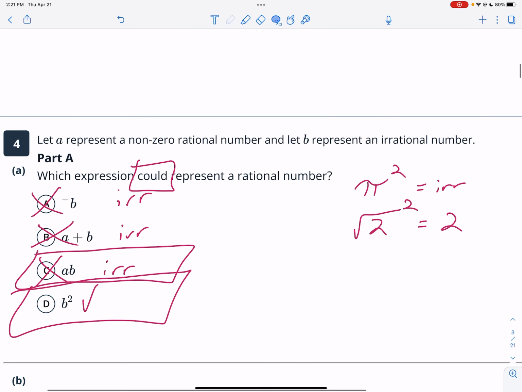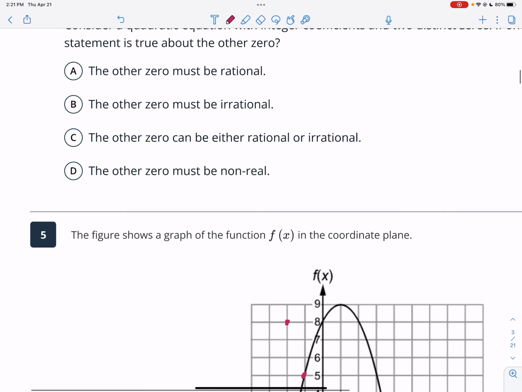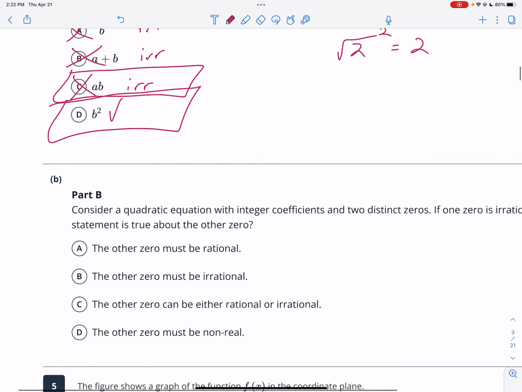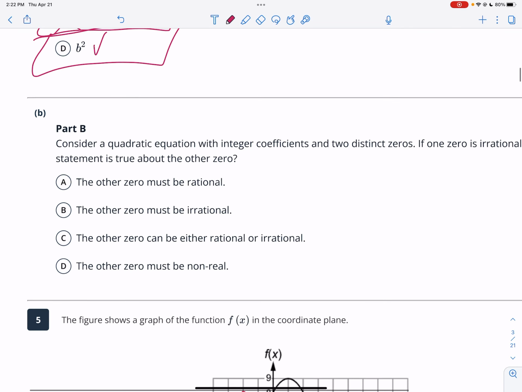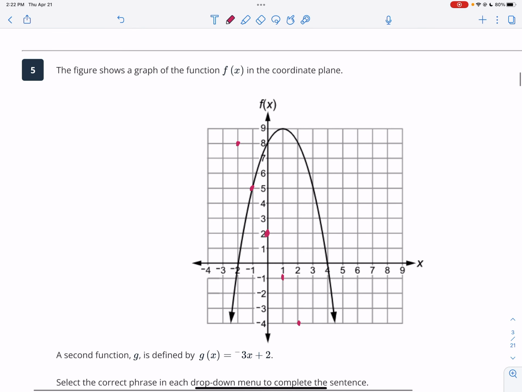I want you to notice that this thing right here does say a non-zero rational number when they were talking about that. So they even put that in there right there. So let's talk a little bit about this.